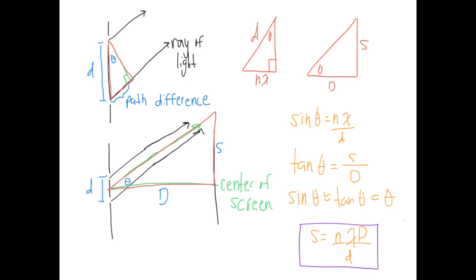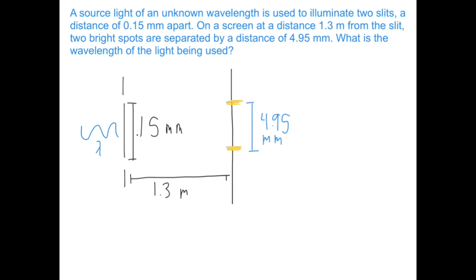You can use this equation to find the metric distance between 2 successive bright spots in double slit diffraction, as well as the width of the central maximum in single slit diffraction, if you treat d as the width of the single slit. For example, let's quickly take a look at this problem.